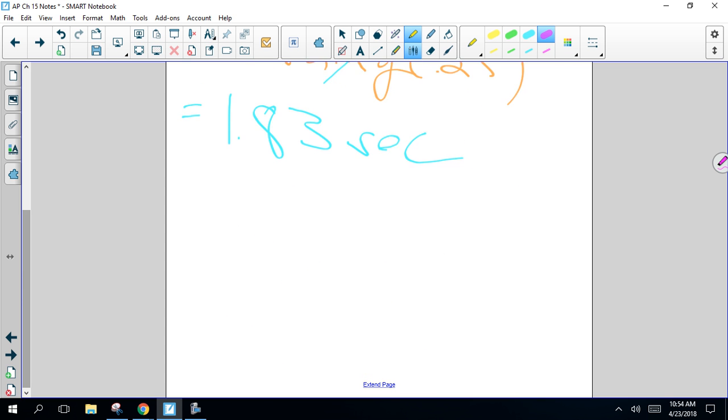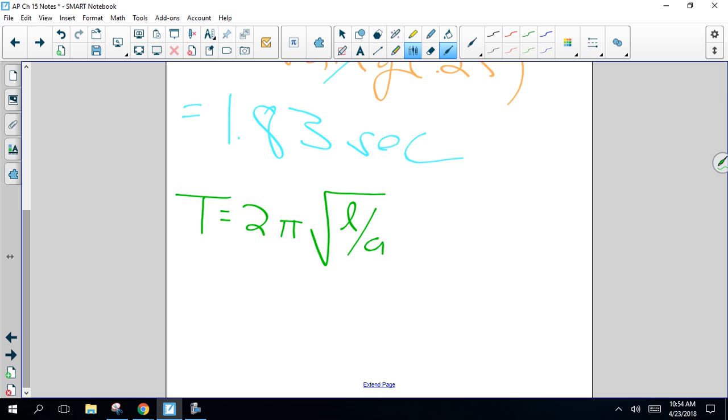What's the equation for the period of a simple pendulum, you guys? T equals 2 pi square root L over g, right? So plug this in for your period and solve for L. Cool? And if you do that, you end up getting, what is it, 0.83 meters? Is that what I said the answer is? Follow, you guys? All right, questions?